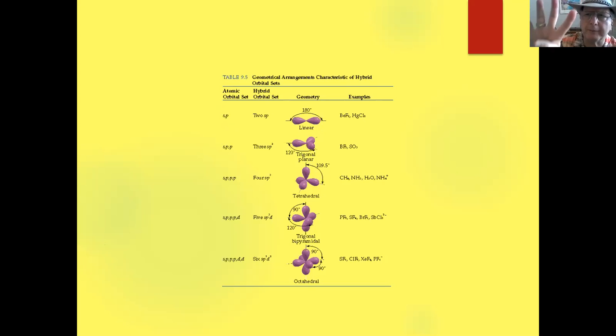Four things around the center atom, four clouds around the center atom. I need four hybridized orbitals, S, P, P, P, SP3. Five things around the center atom, I need five hybridized orbitals, SPPPD, SP3D. Six things around, I need six hybridized orbitals, SPPPDD, SP3D2. So if you count the electron clouds, you automatically know what the hybridization is. Is that sinking in, guys? Yes.